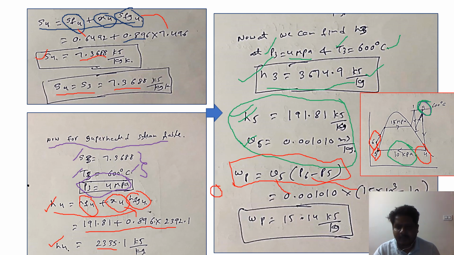The V5 value we have taken from the steam table, and P6, P5 are already given in the problem. So we can find the work done by the pump, that is 15.14 kilojoule per kg. Okay, so here we have referred to the saturated steam table and the superheated steam table. If the point is in the superheated region, we have to refer to the superheated steam table. If the point is in the saturation region, we have to refer to the saturated steam table.